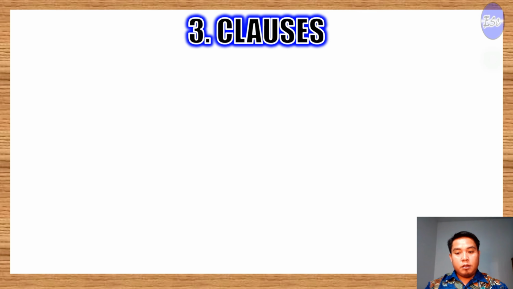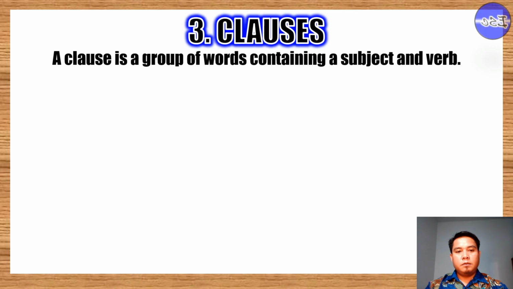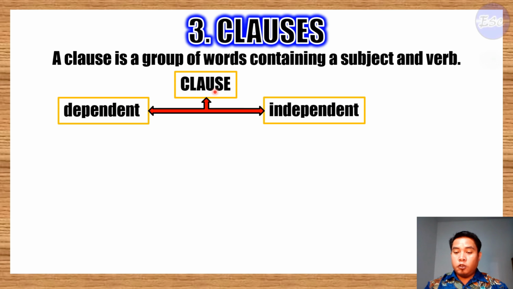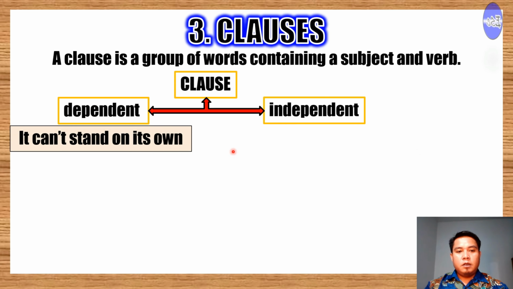And this is the third, clauses. A clause is a group of words containing a subject and verb. A group of words which have a subject and verb. Generally, clauses are divided into two types, and they are dependent and independent clauses. Let's see their difference. A dependent clause cannot stand on its own.